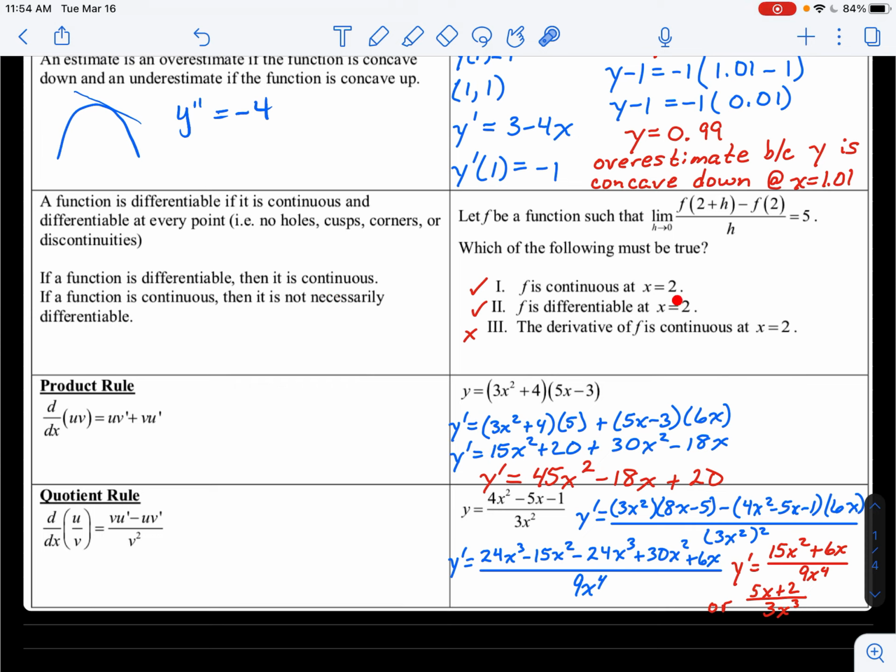So f is continuous at 2. It is differentiable at 2 because we see that the derivative is 5. Do we know that the derivative is continuous? That is not true. We don't know anything about the derivative.